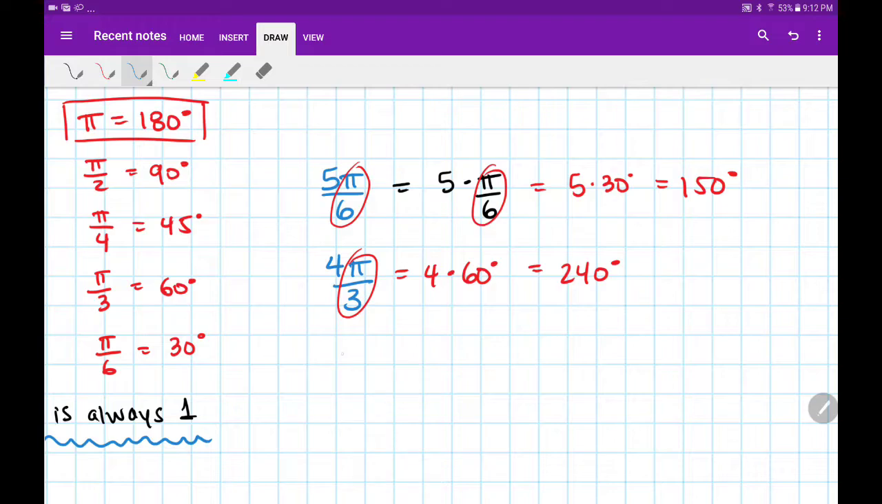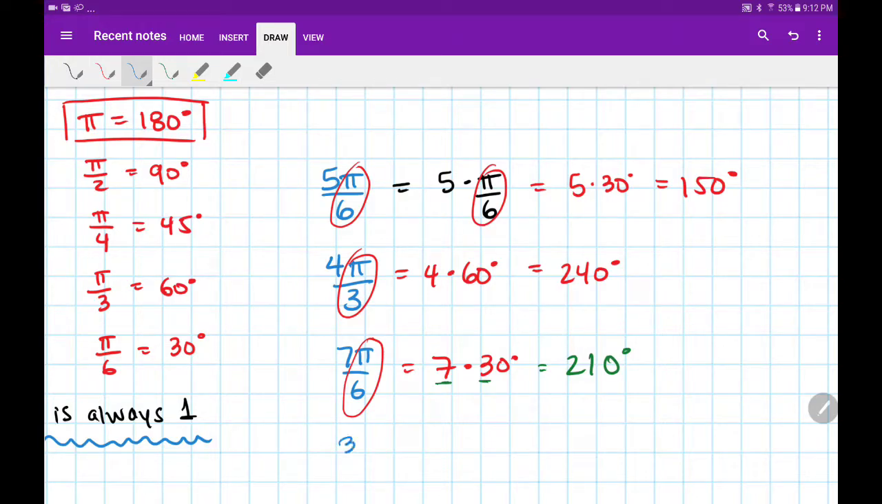I can do another one. 7 pi over 6. Pi over 6 is 30 degrees, so multiply that by 7. 7 times 30. You can just focus on these two numbers. 7 times 3 is 21, but we have to add the 0. That's 210.